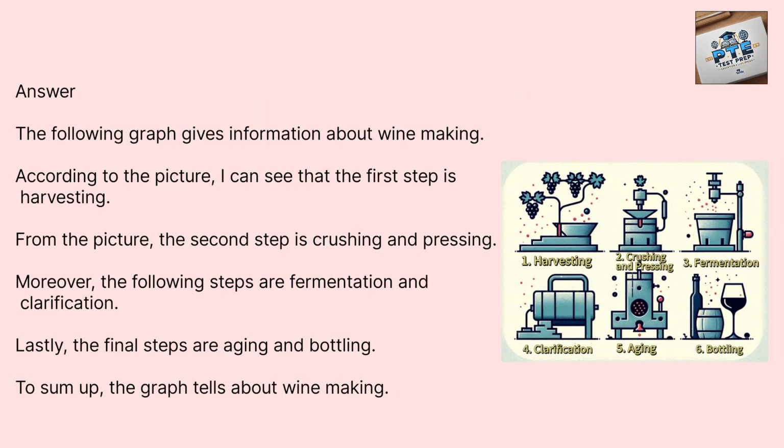The following graph gives information about winemaking. According to the picture, I can see that the first step is harvesting. From the picture, the second step is crushing and pressing. Moreover, the following steps are fermentation and clarification. Lastly, the final steps are aging and bottling. To sum up, the graph tells about winemaking.